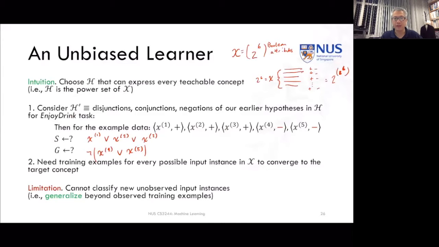And this means that basically this type of learner is not going to help us generalize at all. We're going to need training examples for every possible instance in order to converge to the target concept. And that basically means memorizing the entire data set, right? Not helpful, because basically it doesn't allow us to classify any new unobserved training instances. We basically cannot generalize beyond the observed examples that we've been given.